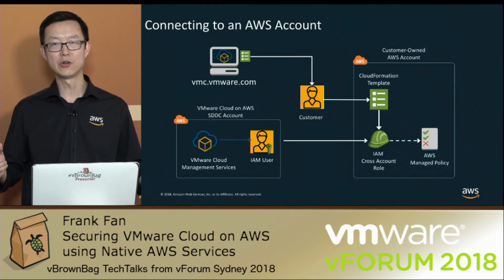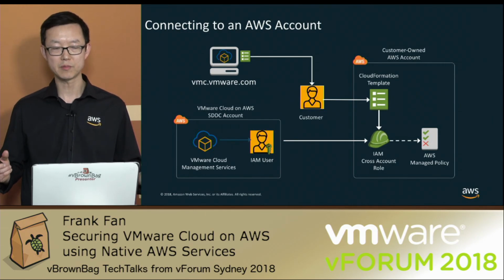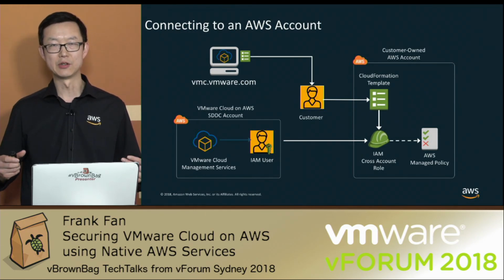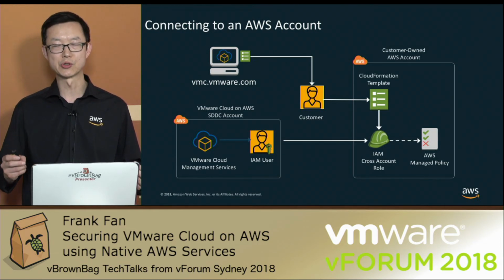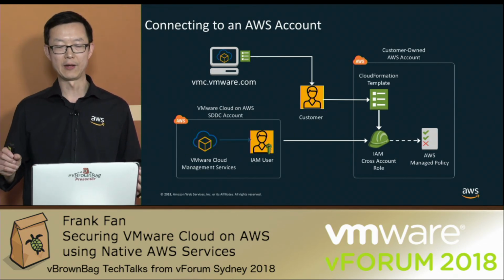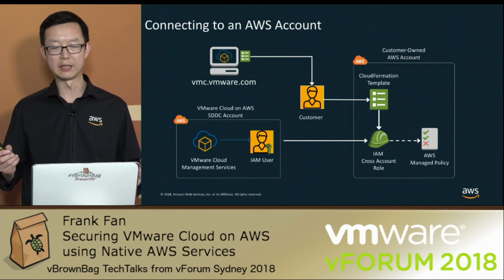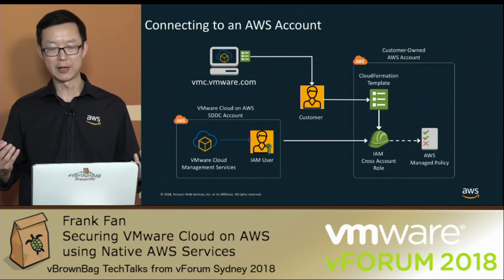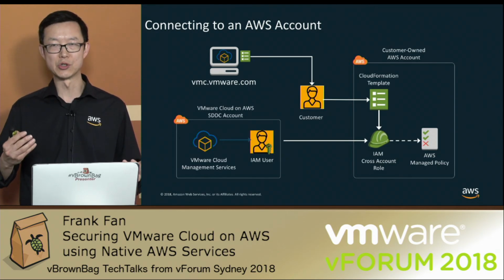How does it work, how do you connect these two environments together? Firstly, as a customer, you sign up for the VMware Cloud on AWS service, and you get the credentials to log in to vmc.vmware.com. And then you will need to fill out which AWS account you want to connect to. And then the CloudFormation template, which is used by AWS as an approach to specify what resources will be deployed into the AWS environment.